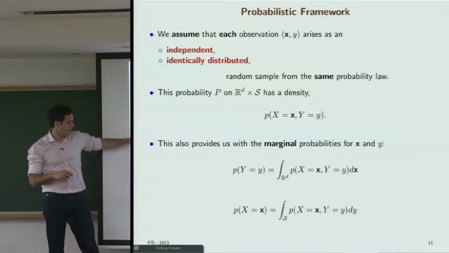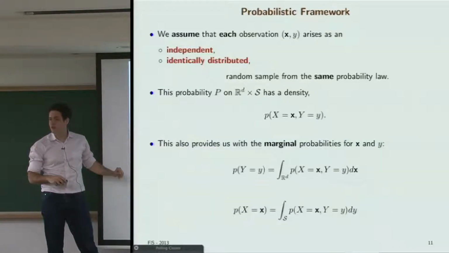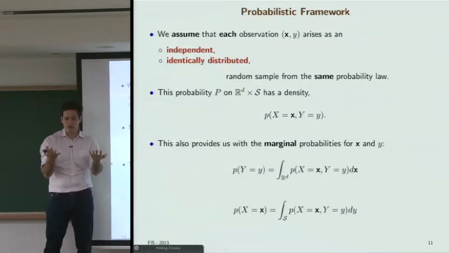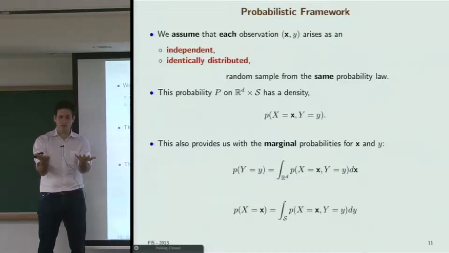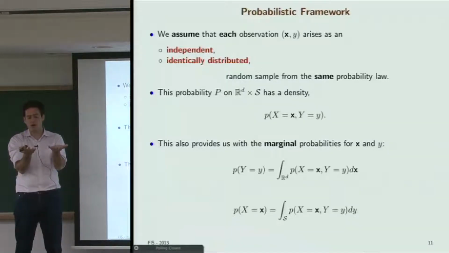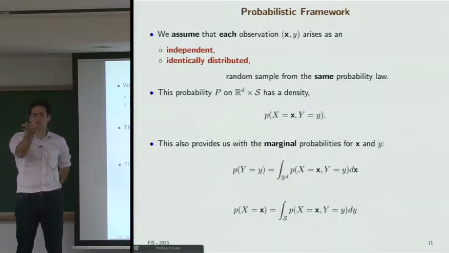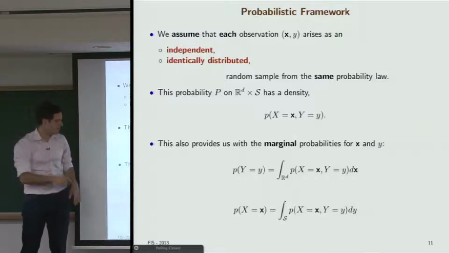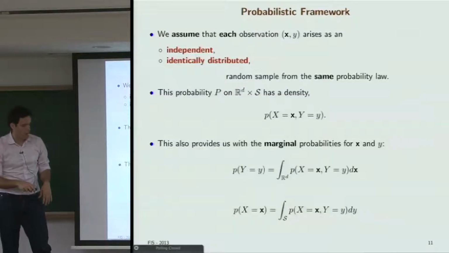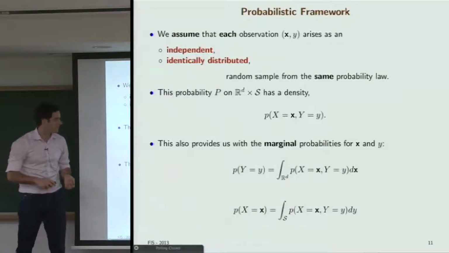So from this, of course, I can compute the marginals, what I call the marginals, which is, okay, I have two sets of variables, X and Y, and I know what is the probability of having both at the same time, but this doesn't prevent me from knowing what is the probability of just having one of those observations. You just integrate over all possible values of X, and here you will integrate over all possible values of Y to get the other marginal.